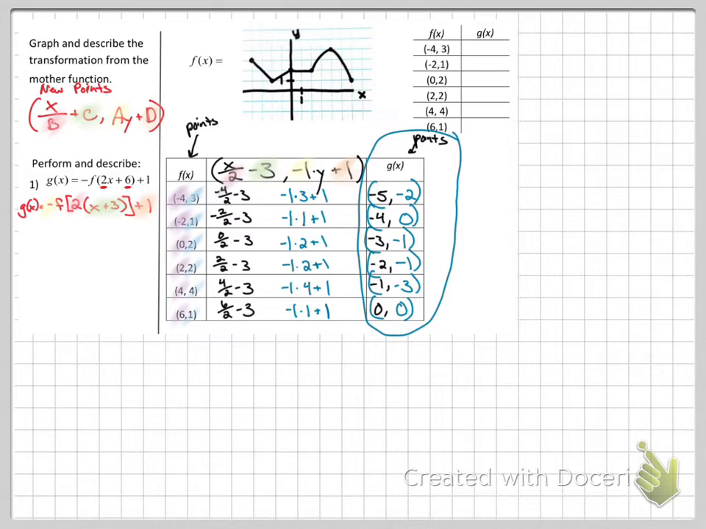So my paper has graph paper on it, so I am going to use the graph paper on my screen, so add some tick marks to yours. My notes are not printed on graph paper, so I know you're not doing this on graph paper, so put tick marks on yours. And then I'm just going to plot those points. Negative 5, negative 2, negative 4, 0, negative 3, negative 1, negative 2, negative 1, negative 1, negative 3, and 0, 0.